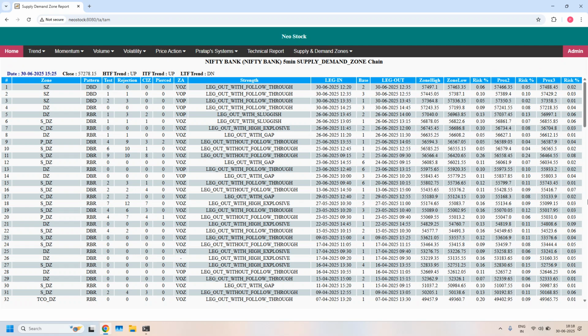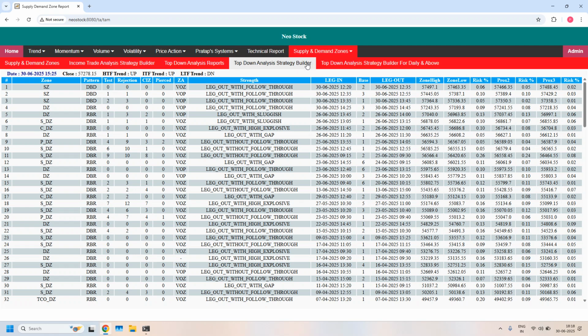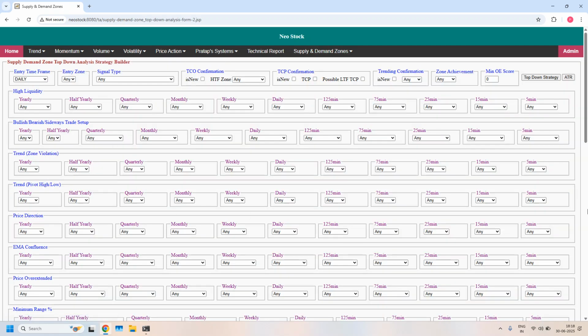Okay, this is about Bank Nifty supply demand zone chain. We have completed both Nifty and Bank Nifty supply demand zone chain reports. Next, I will generate bullish and bearish trade setups for monthly, weekly, daily and hourly income trades.